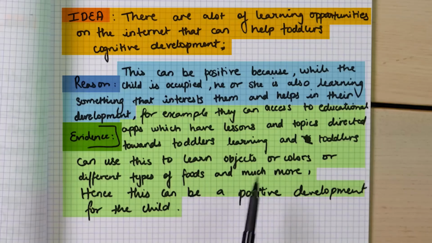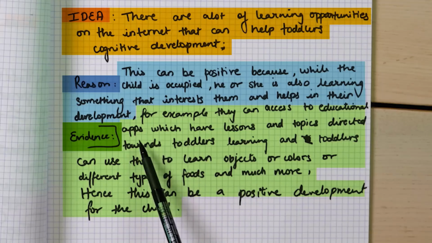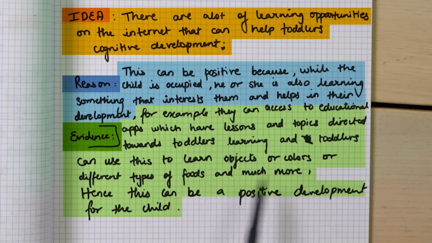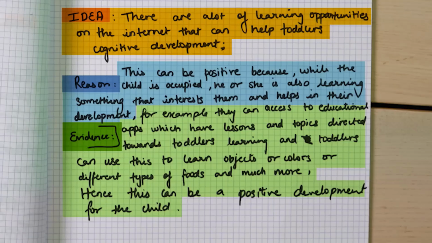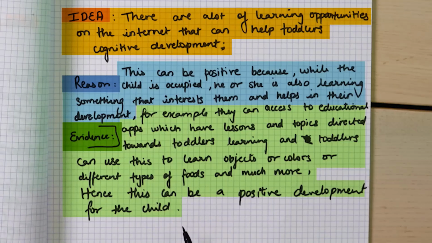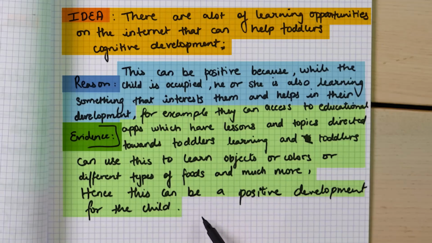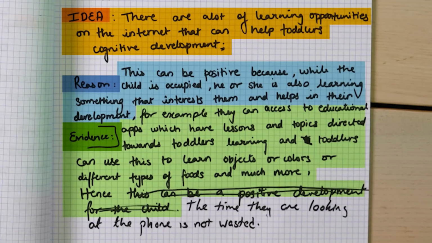Very, very good. Some little grammatical issues in there. We'll talk about that in a second, but overall this is very good. I like the way that you used specific examples of apps. You don't have to know the name of the app, but if you can, that's great. You used the example of exactly what they're learning: objects, colors, different types of food, and then said, so this could be a positive development for the child. A little bit of repetition in there. Try and avoid repeating the same thing when you're using examples. So you could say, hence, so there you're explaining that it's not a waste of time.